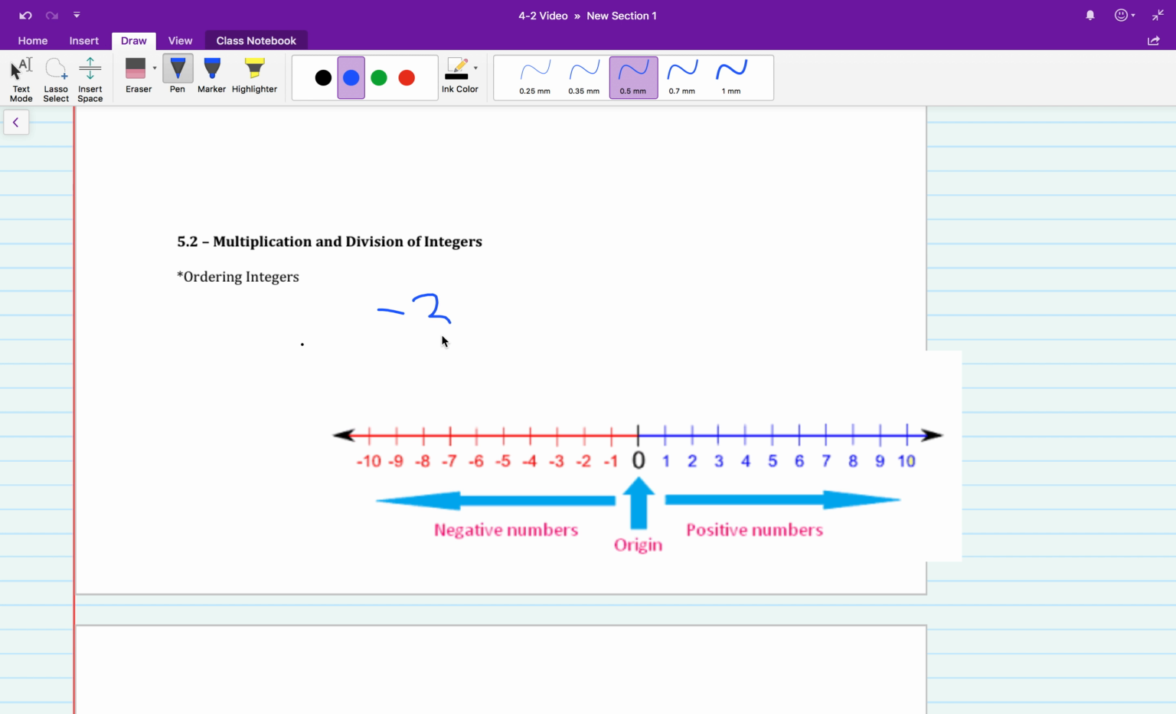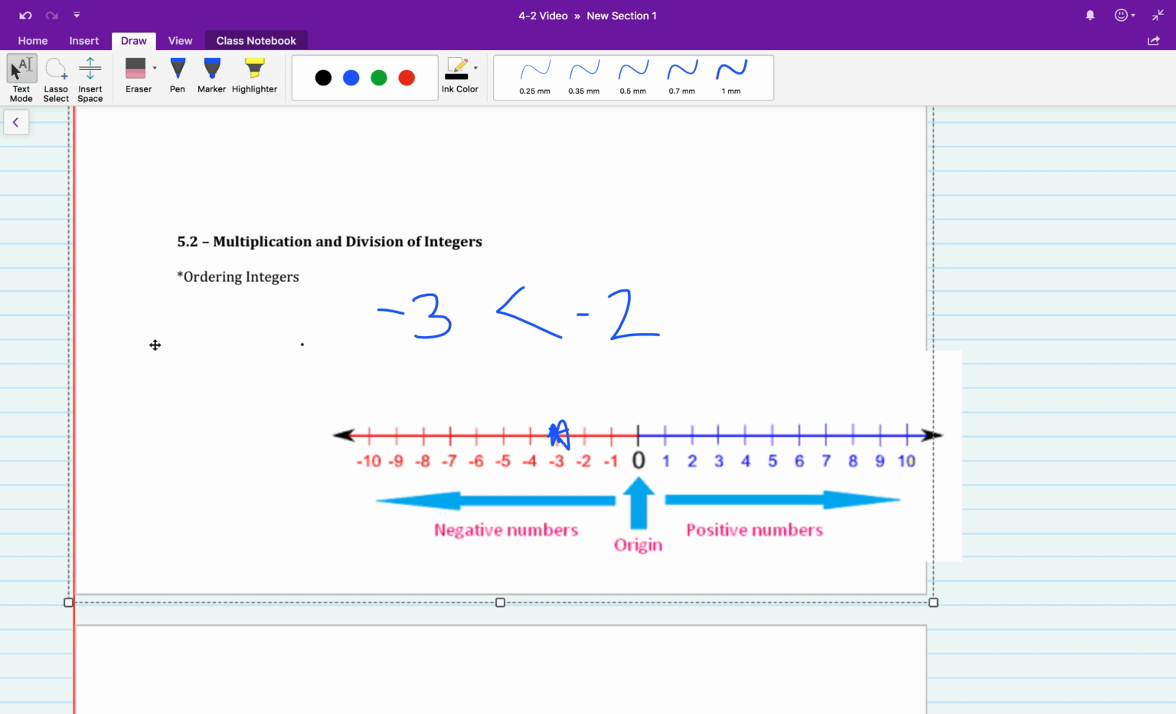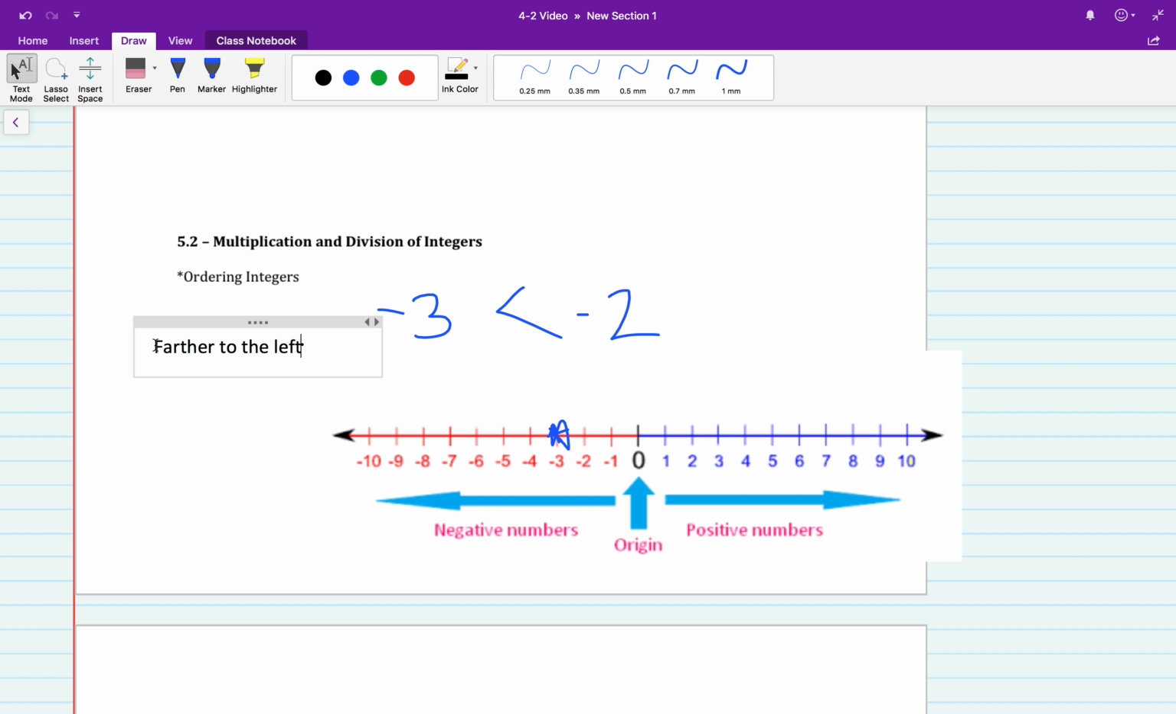I'm going to take a look at -3. So here's -3. And we say that -3 is less than -2. Now that can be confusing because if we look over here on the positive side, 3 is greater than 2, but since it's negative, it makes it less than. And that can be kind of confusing. So one way to think about it is that -3 is farther to the left. Anytime we're talking about going to the left, then we're talking about being less than. And that's easy to remember because left and less than both start with L.